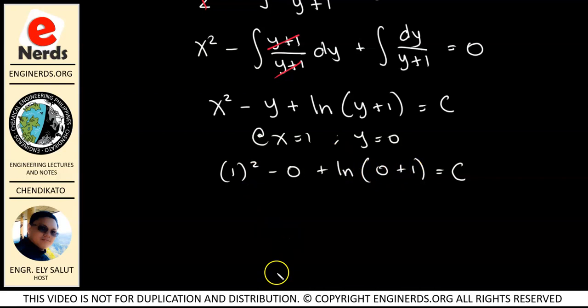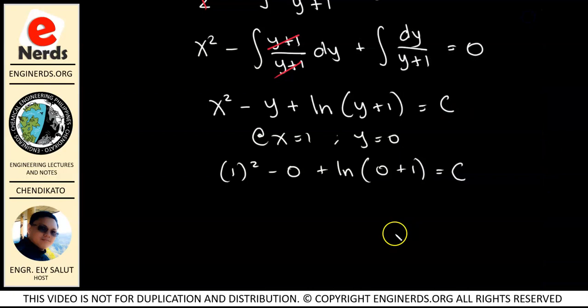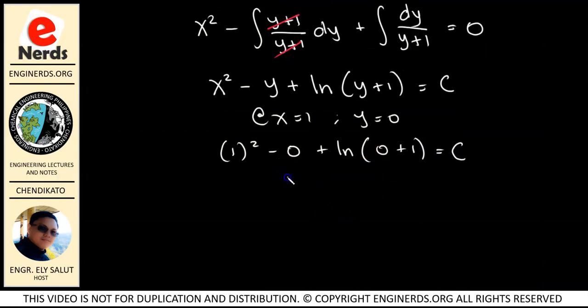So ano ba yung ln of 1? If we're going to use our calculator, you will know that our ln of 1 is actually equal to 0. So this is also equal to 0. Therefore, our c is equal to 1 squared, which is equal to 1. So nakuha na natin yung value ng c.